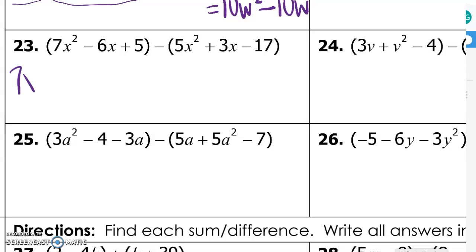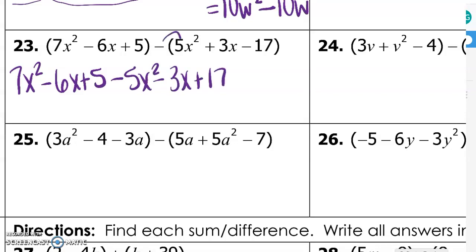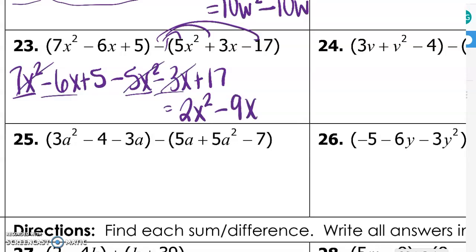23, 7x squared minus 6x plus 5 minus 5x squared minus 3x plus 17. So again, you're distributing a negative or a negative 1. So you're basically just switching the signs around. Start with our x squared. 7 minus 5 would give me 2x squared. Negative 6 minus 3 would give me negative 9x. 5 plus 17 is plus 22.